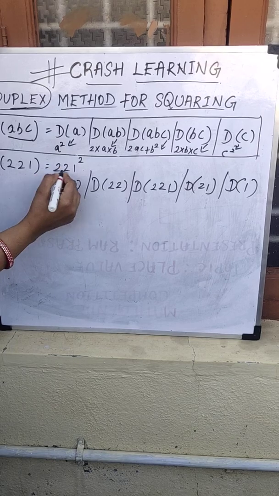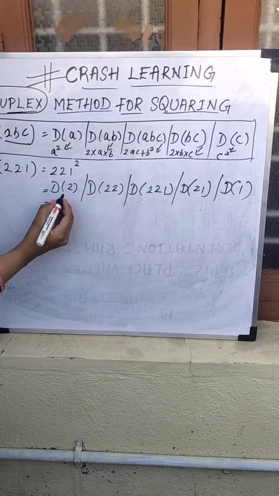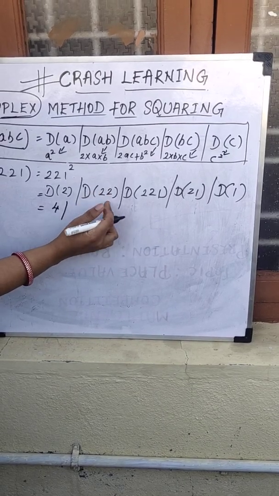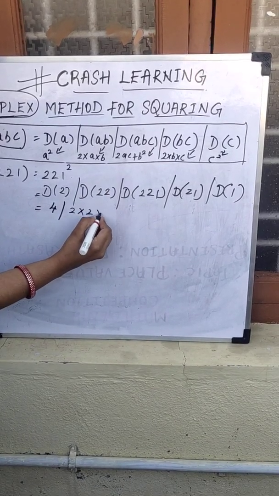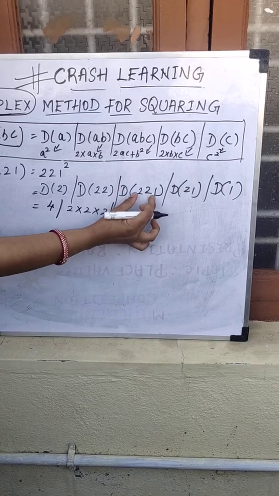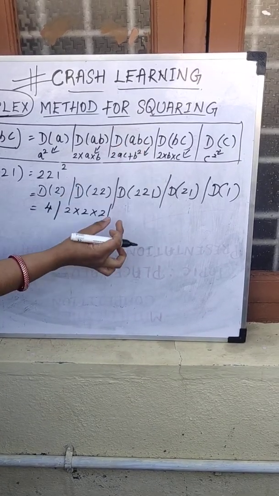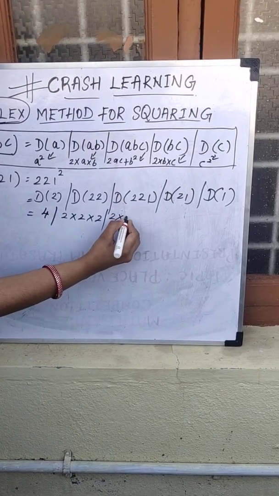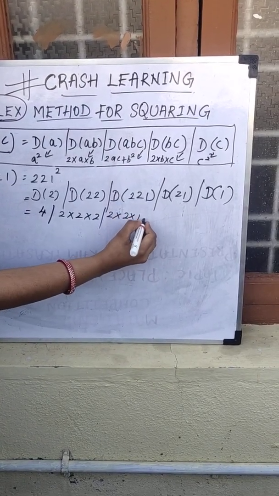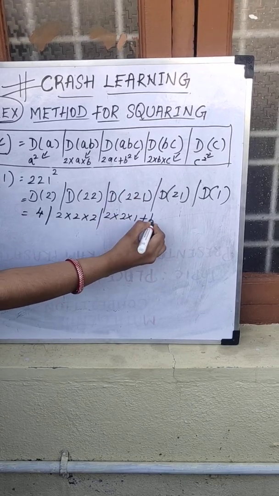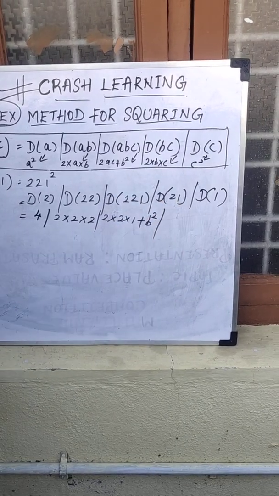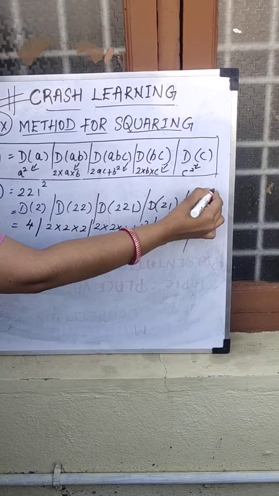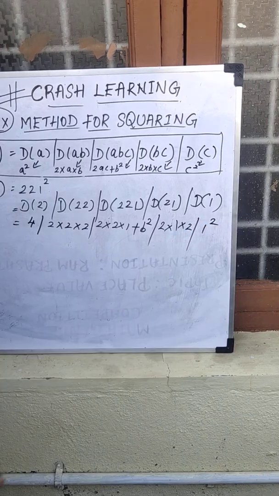The duplex of 2 means we need to square 2. So 2 square is 4. Now the duplex of 22: we take the product of these two, 2 into 2, and that answer should be multiplied by 2. Then the duplex of 221: 2 into A into C, this is A and here is C, plus we need to square B. Then the duplex of 21, which means the product of these two multiplied by 2. And then the duplex of 1 is 1 square, which is 1.